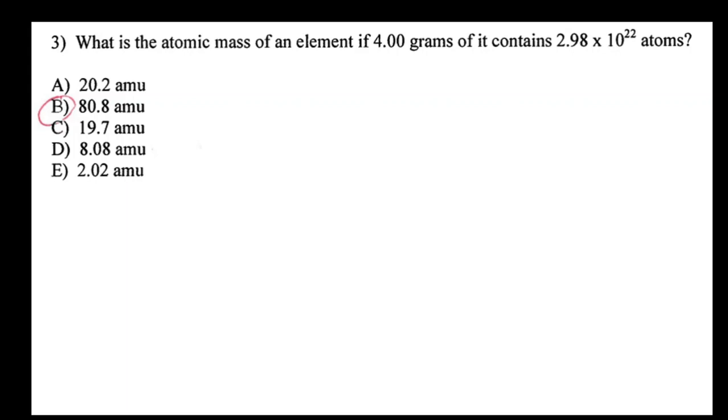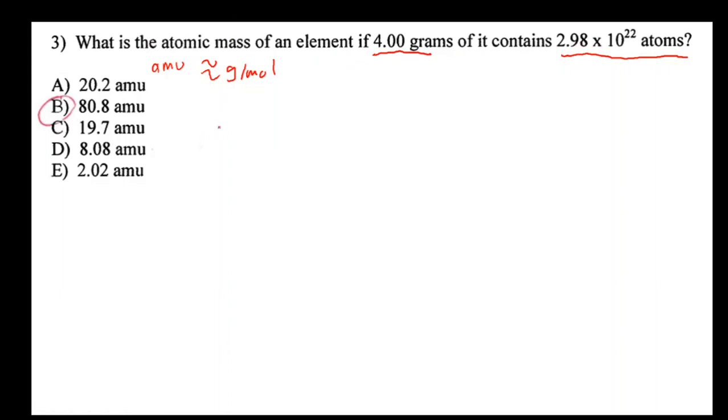And then next one here is, what is the atomic mass of an element if 4 grams of it contains 2.98 times 10 to the 22nd atoms? So in this one here, the key thing to note is that it's giving you a number of atoms. So remember that I said that AMU is similar to grams per mole. So we can figure out the mass in atomic mass units by looking that they give us 4 grams of it and they give us how many atoms there are.